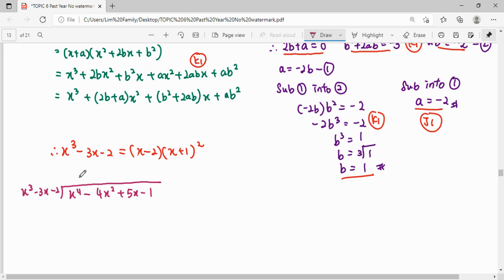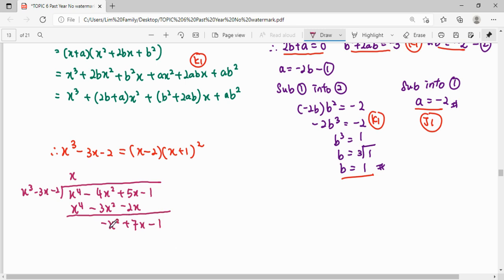So we need the multiplier of x so that we can get x to the power of 4. Then for the rest, we expand. So x with 3x, negative 3x squared, and then x with 2 will become negative 2x. So we can see what is our balance here. This one minus equals to 0, negative 4 minus negative 3 will become negative x squared. And then here, negative become positive.